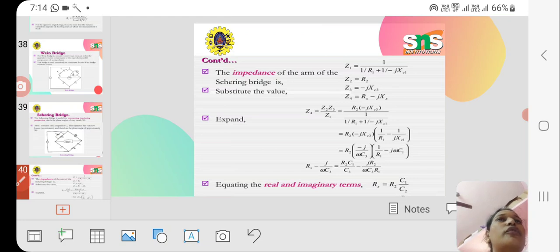The formula for finding the dissipation factor is D1 is equal to omega C3 R4. With the help of this equation we can calculate the value of the dissipation factor, which is given by tan delta, which is nothing but D1, or we can say tan delta is equal to omega C1 R1.